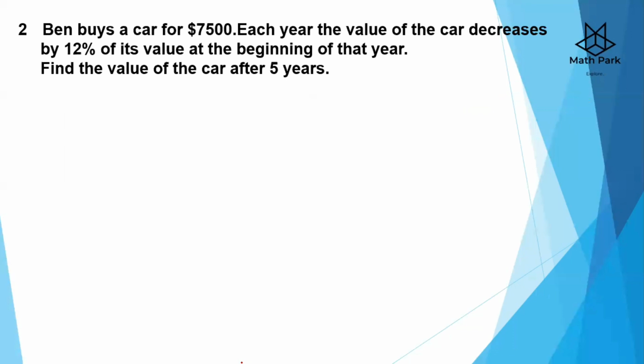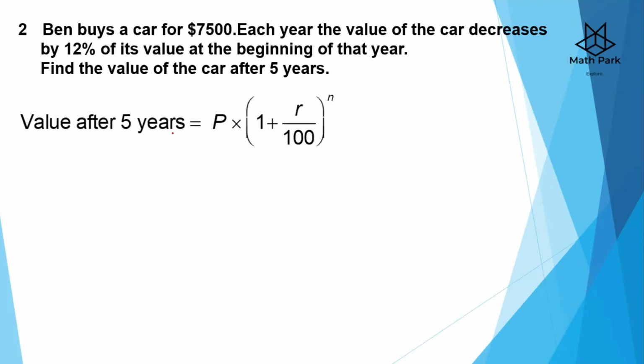Ben buys a car for $7,500. Each year, the value of the car decreases by 12% of its value at the beginning of that year. Find the value of the car after 5 years. So it is decreasing. The value after 5 years is 1 plus r by 100 to the power n. Since it is decreasing, we are going to take r equal to minus 12 here. So r is less than 0 for exponential decay. n is equal to 5 and the initial value is 7,500.